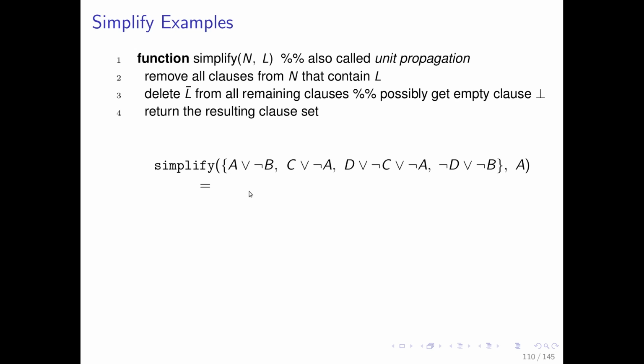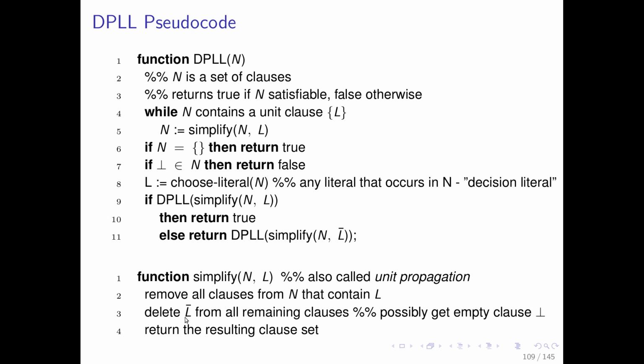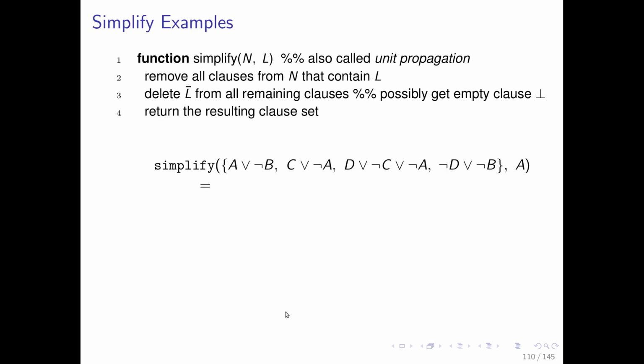Then what are we going to do? Then what we're going to do is delete the complement from all the remaining clauses. So we're doing it in 2 steps. This guy's going to be left alone because it doesn't contain the complement of A. This guy contains the complement of A, and this guy contains the complement of A. So what's going to happen? These are going to disappear, leaving C. This is going to disappear, leaving D or C, and this guy's going to be left alone. So there he is there.